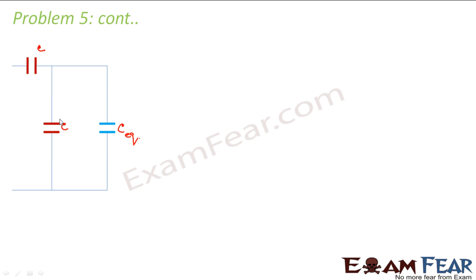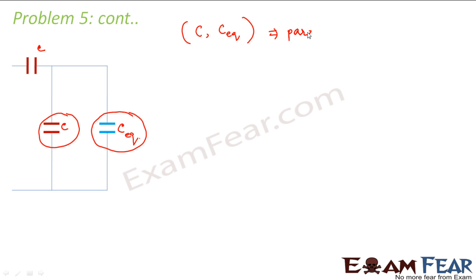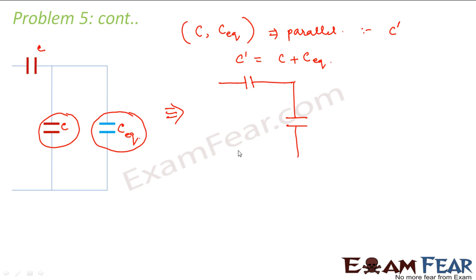This particular capacitance C and C equivalent form a parallel combination, right? So these two form a parallel combination and then they are in series with this C, right? So C and C equivalent form a parallel combination. Let us call their equivalent capacitance C dash. So C dash will be equal to C plus C equivalent. So we can draw an equivalent circuit of this. This is C and this is C dash.